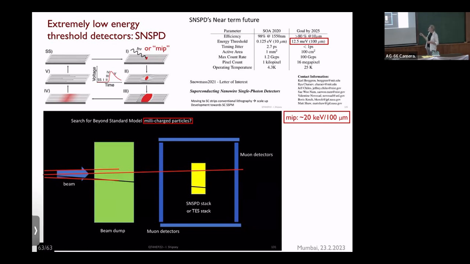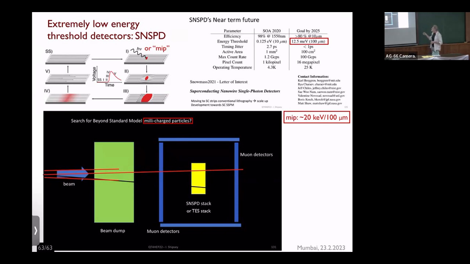So this transition here can be seen as a voltage pulse at which these different moments in time are indicated. And this voltage pulse allows you to detect the absorption of a photon by these superconducting nanowires. But of course, the same thing will happen also if instead of a photon, you have a charged particle going through this detector. It will heat up, produce a voltage pulse, and so on.